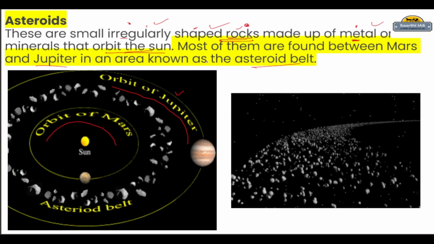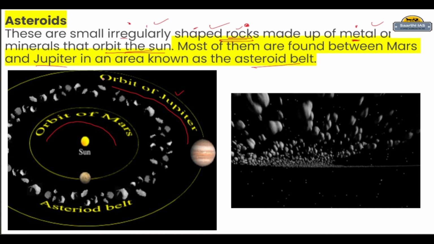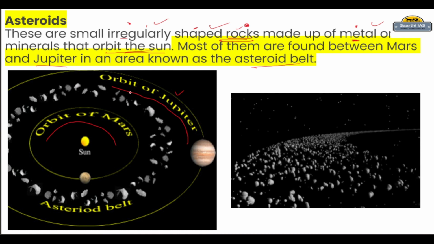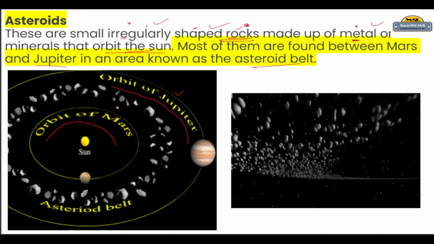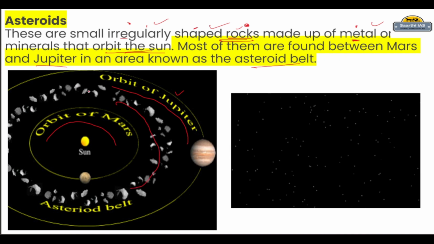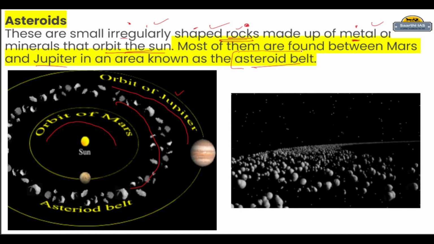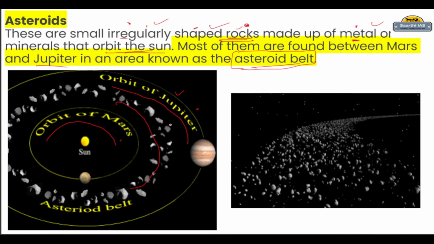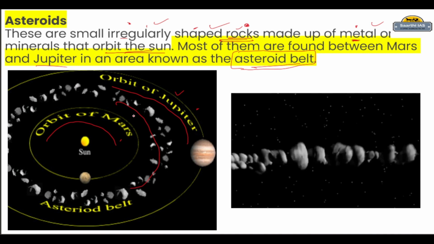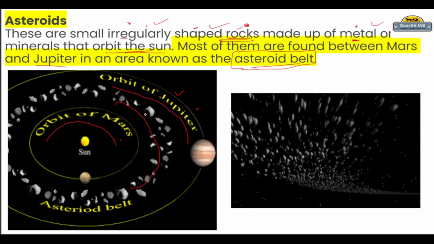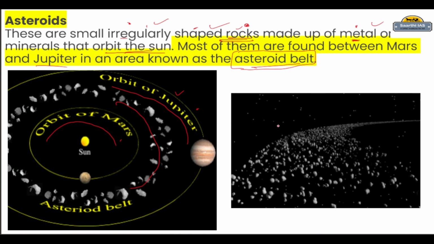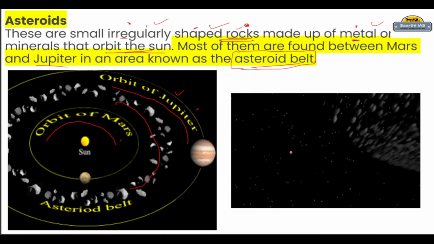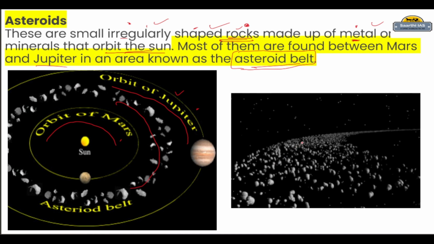The next important point is where we find these asteroids in the solar system. Between the orbit of Mars and the orbit of Jupiter, we usually find these asteroids, and this region is called the asteroid belt. So it is clear that they are irregularly shaped rocks, made up of metals and minerals, that orbit the sun. In this GIF, you can see that they are small, irregularly shaped rocks, found between the orbits of Mars and Jupiter.